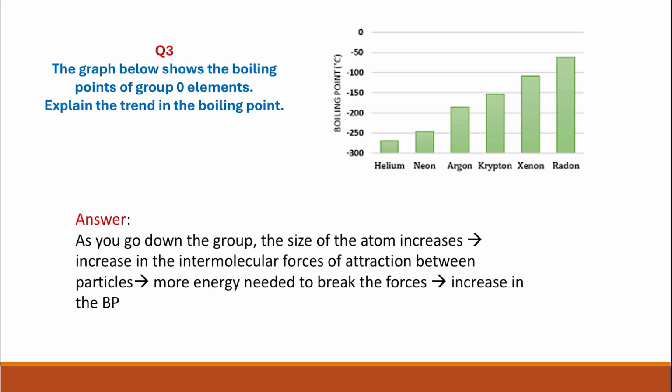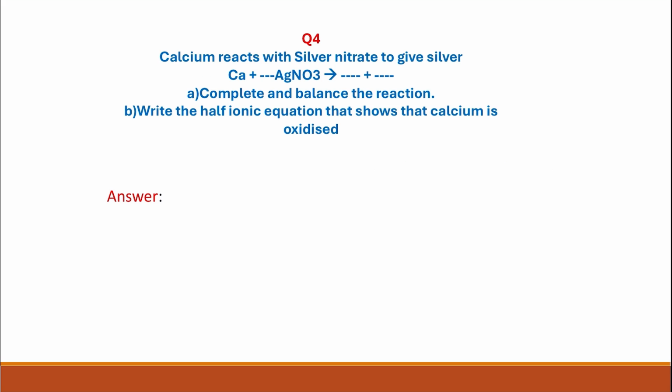So the answer, you can see as we go down the group, the size of the atom will increase and the boiling point increases as we go down the group. The increase in the size of the atom means there is an increase in the intermolecular forces of attraction between the particles, so more energy will be needed to break the forces, and so there is an increase in the boiling point. Question 4. Calcium reacts with silver nitrate to give silver.